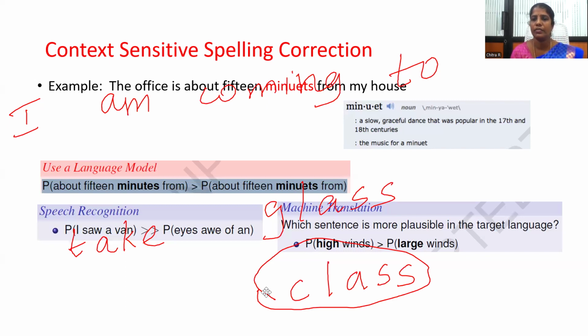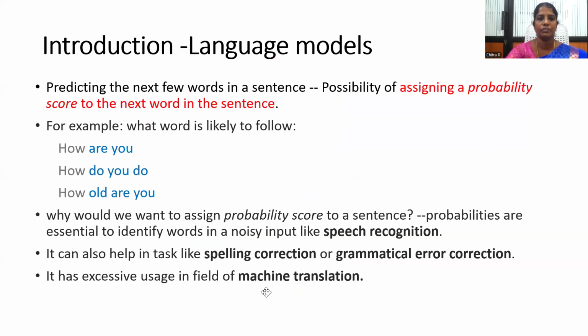Frequency of occurrence of the word is high for class. So automatically you will think this is class. In the same manner, we will generate algorithms to think like that. That is one kind of algorithm, the n-gram algorithm.